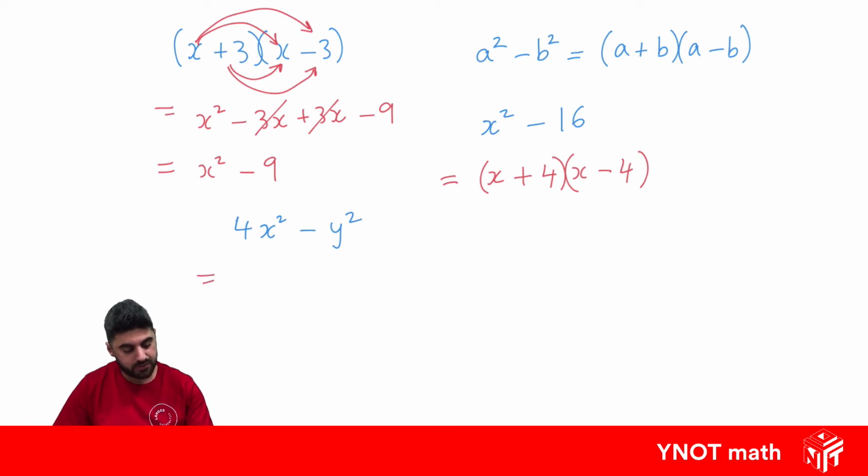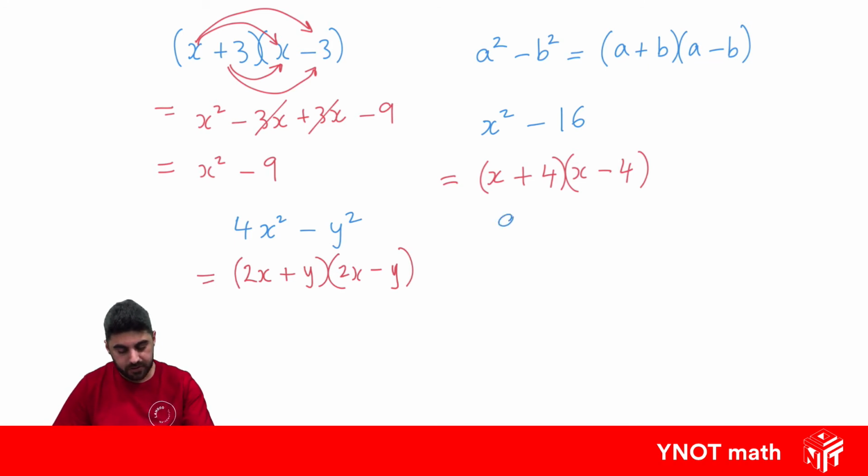So we can factorize this really quickly by writing two pairs of brackets. We square root everything here. The square root of 4 is 2. The square root of x squared is x. The square root of y squared is y. We copy that over in the other bracket. Write a plus in one and a minus in the other.